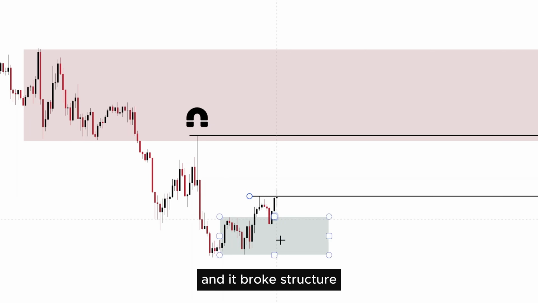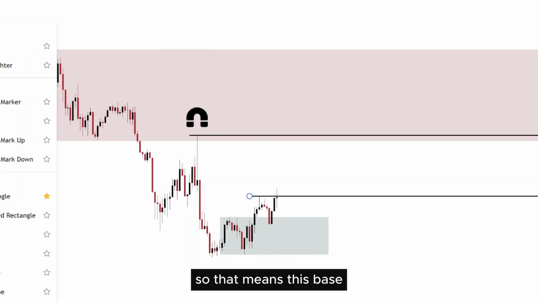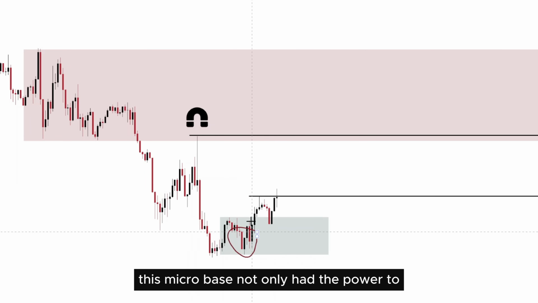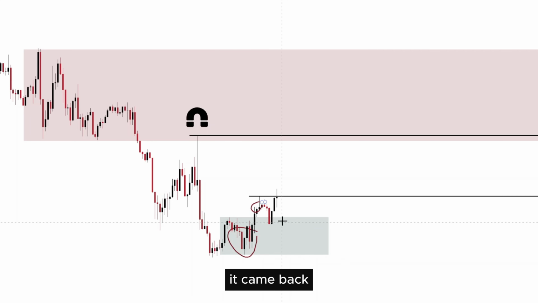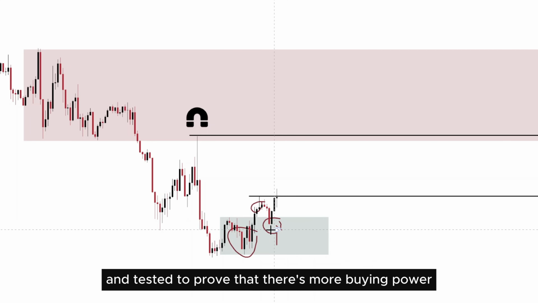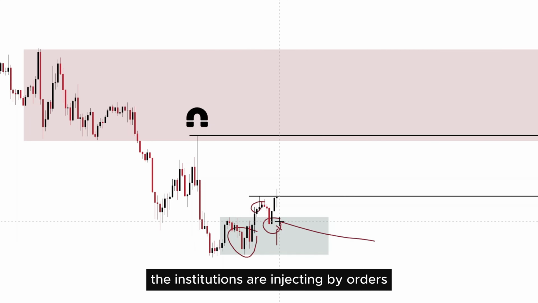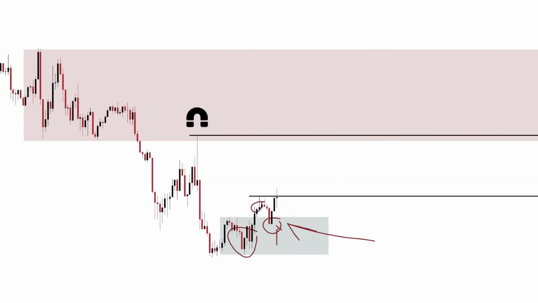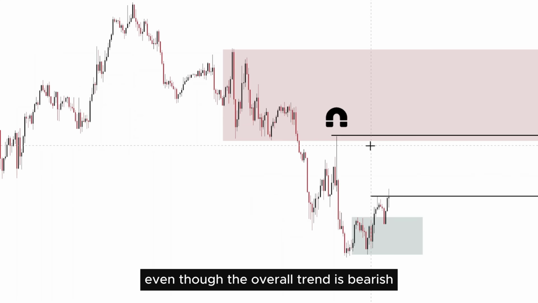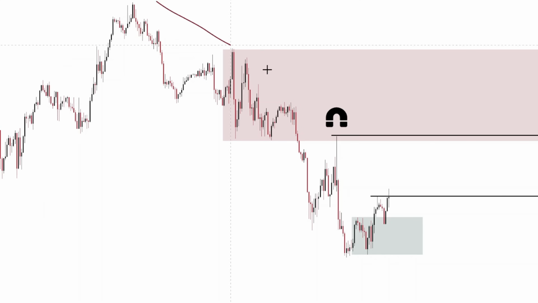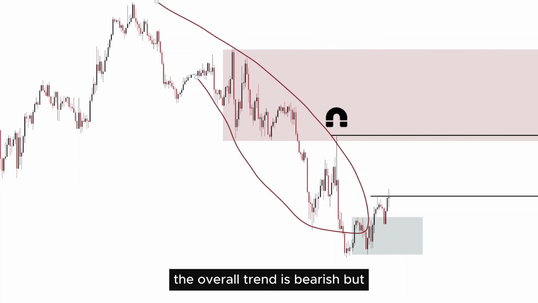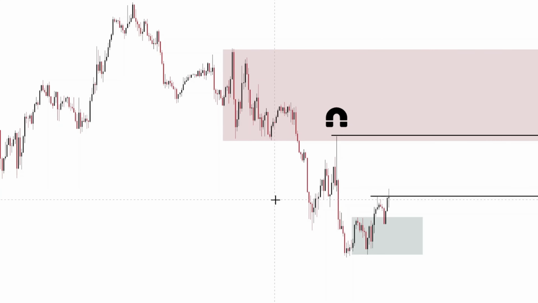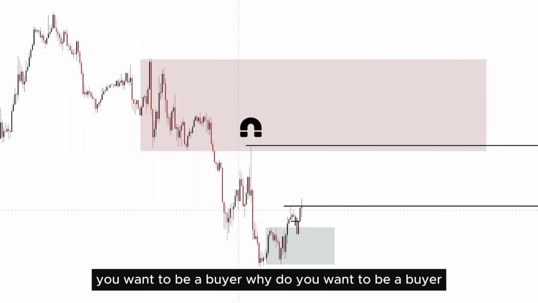and it broke structure. So that means this base, this micro base, not only had the power to come out of this range, it came back and tested it to prove that there's more buying power. So that means the institutions are injecting buy orders. So what do we know now? Even though the overall trend is bearish, you want to be a buyer.